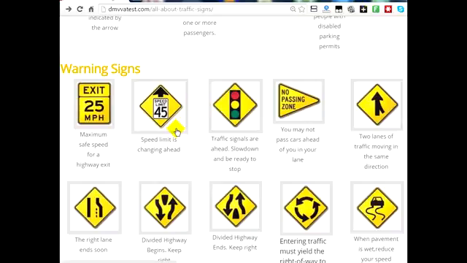This here tells you that the speed is going to be changing up ahead, and so if you're doing 65 miles an hour, up ahead you're going to have to change that speed and slow down to 45 miles an hour. This is a traffic signal sign telling you that there's going to be a traffic light coming up, that you need to slow down for that.